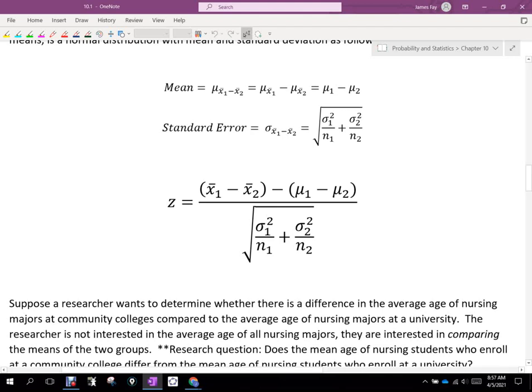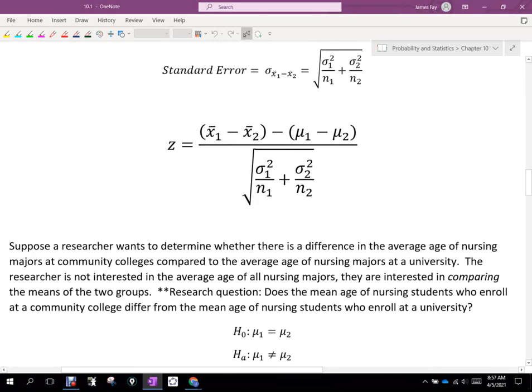So suppose a researcher wants to determine whether there is a difference in the average age of nursing majors at a community college compared to the average of nursing majors at a university. The researcher is not interested in the average age of all nursing majors. They are interested in comparing the means of the two groups. So it's a research question: does the mean age of nursing students who enroll in a community college differ from the mean age of nursing students who enroll at a university?